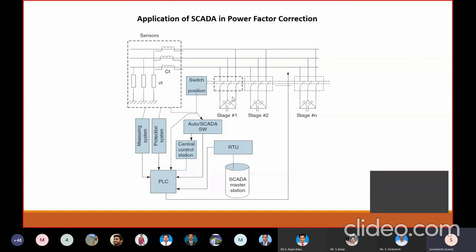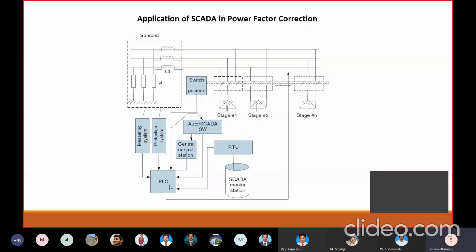Here the shunt capacitors are connected across the power system. From the power system, through the CT and VT, current and voltage go to the PLC. From the voltage and current you can get the power factor. Then the master station will be here. It will go to the RTU and master.